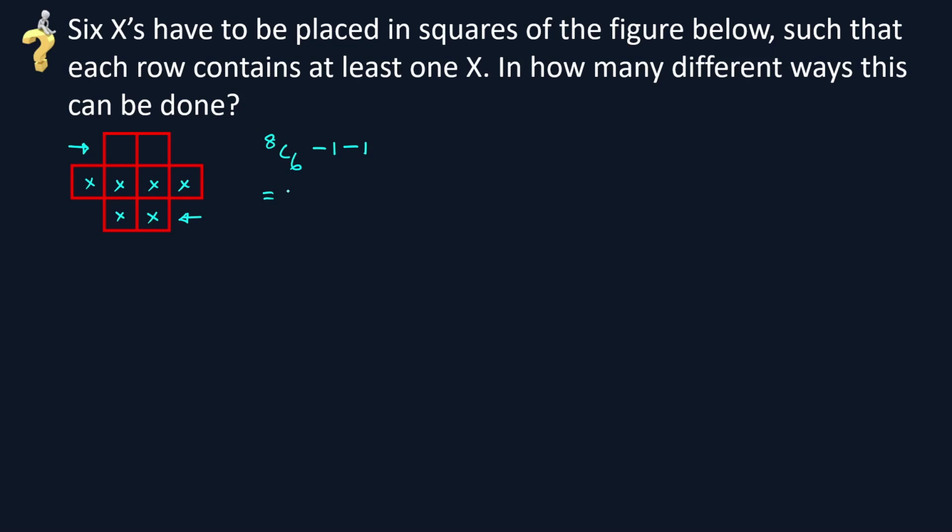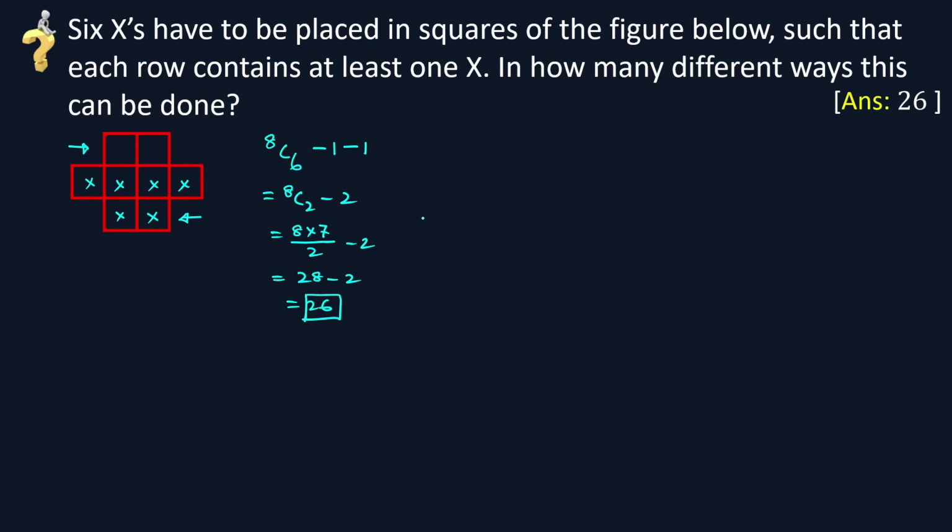Therefore, the total ways will be 8C2 minus 2. That gives us 8 into 7 divided by 2 minus 2, 28 minus 2. That gives us 26. So 26 will be the actual answer. This is when we are not using the concept of the multinomial theorem. Straight away we have done this, right?